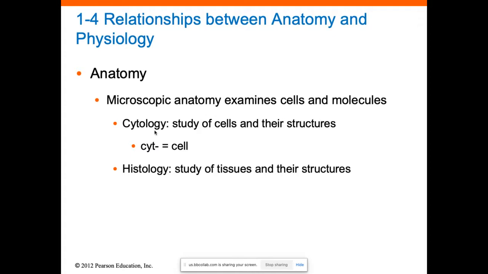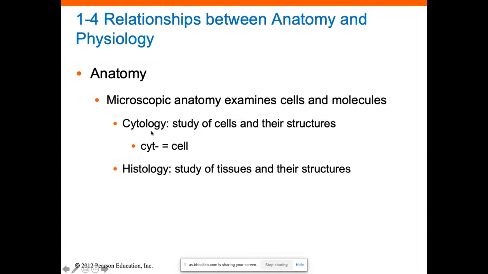So do you know what the mitochondria looks like and what is its function? Do you know what the nucleus looks like and what is its function? Do you know what the smooth or rough endoplasmic reticulum look like and what are their functions? What does the cell membrane look like and what are its functions? Okay, so anyway, that's cytology.